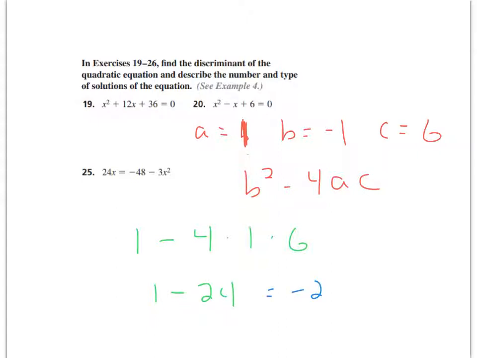My discriminant is negative, so I have 2 imaginary roots.